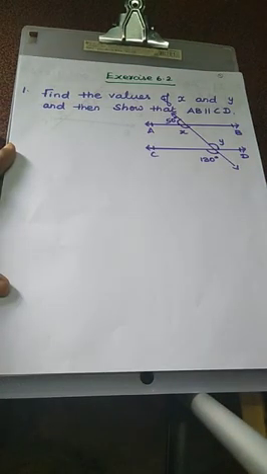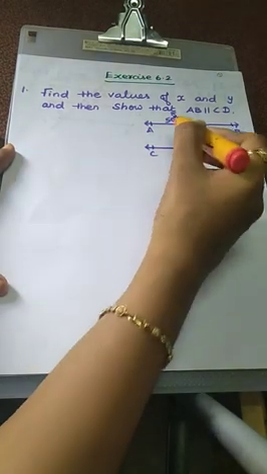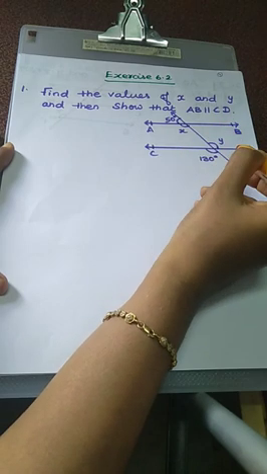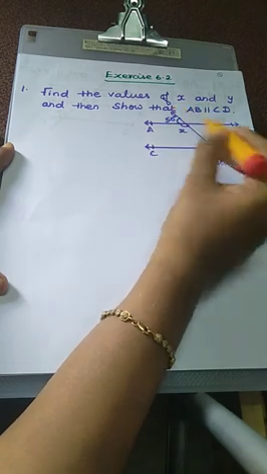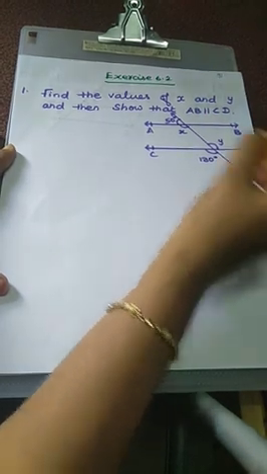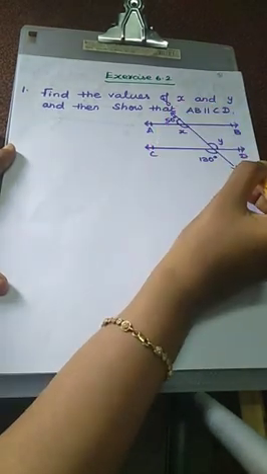Next, exercise problem, exercise 6.2. Find the values of x and y and then show that AB is parallel to CD. Here one diagram is given. AB is one straight line, CD is one straight line. These two lines are parallel. The line that intersects the two parallel lines, you just give the name L. The line L is the transversal line.